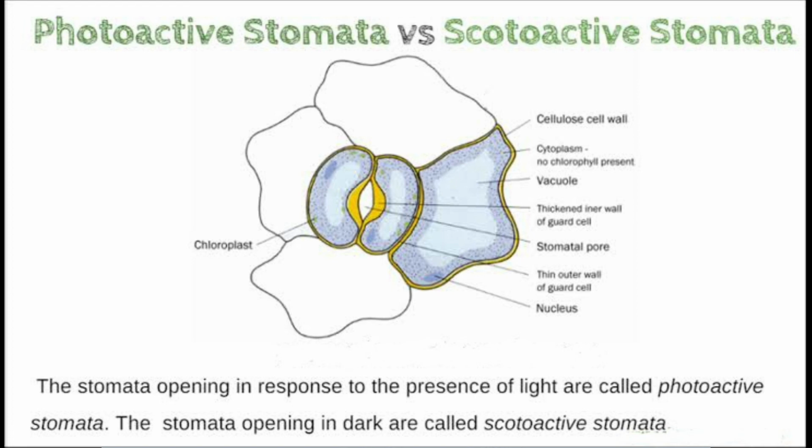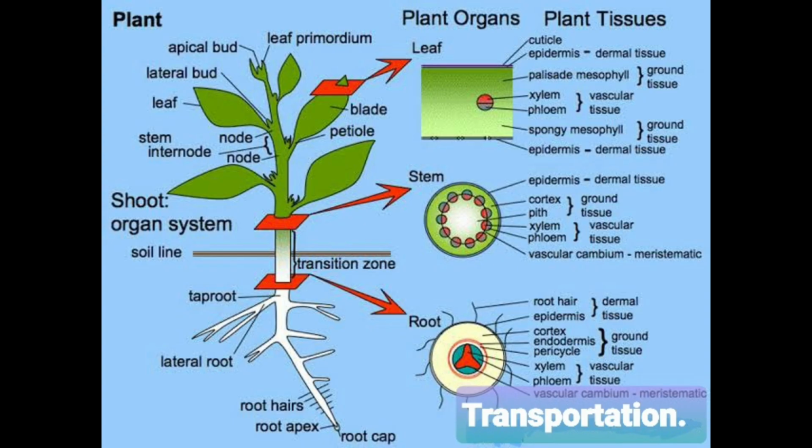Next, opening and closing of stomata. The mechanism of opening and closing of stomata will be discussed in the next class. So before moving on, I wanted to once again emphasize photoactive stomata and scotoactive stomata, and then the definition of transpiration, and then the definition of tensile strength and capillary strength of water, and then what is transpiration pull, cohesion tension, adhesion tension, and then root pressure. Within root pressure, we have discussed guttation. Take down the definition of guttation also.